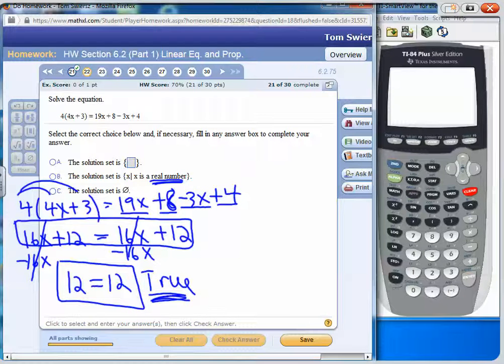So when the variable cancels, you get the same number. It's all real numbers. When you get different numbers, it's the empty set like we did in the previous problem. So the variable cancels, 12 equals 12. So we definitely get all real numbers.